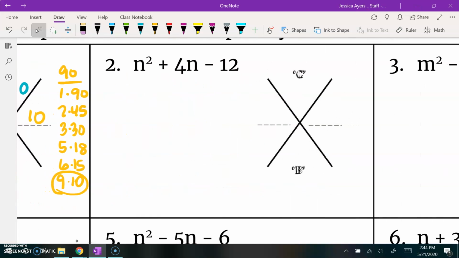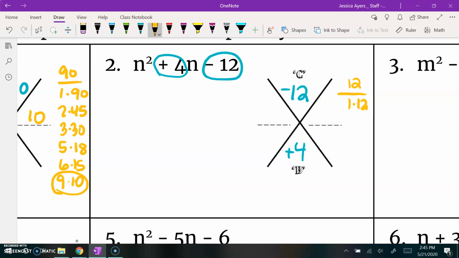Looking at number 2, again, we take the negative 12 as our C, and we want to write negative 12 at the top. And at the bottom, we want to write positive 4. The positive is up at the front to make sure we get the right sign. Now we're just going to think about our factors of 12.